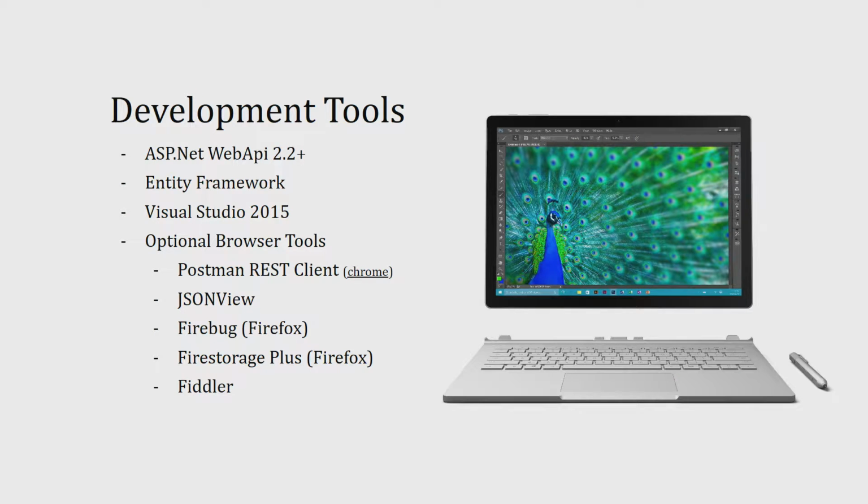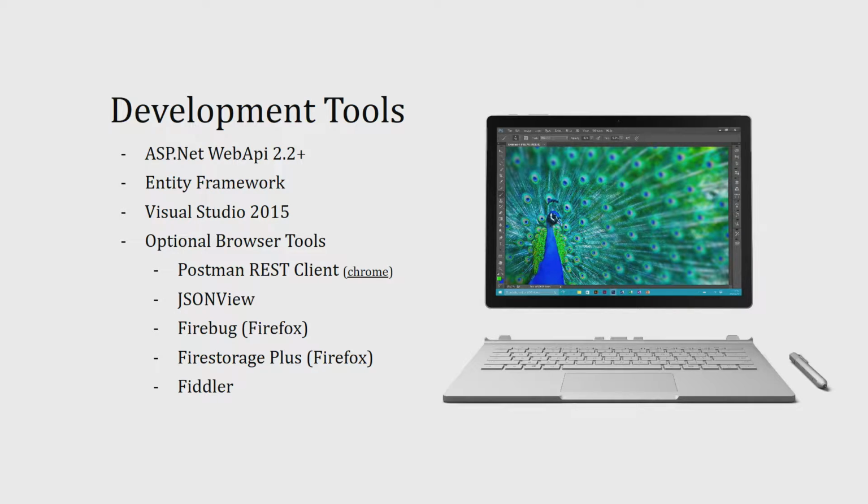Okay, development tools. Visual Studio 2015, Entity Framework, all that kind of stuff. Okay, optional browser tools. These are kind of useful. If you use Chrome, the Postman REST client is really helpful when you're building a web API to be able to invoke against those and test it and see what's going on. JSON view is really nice. It makes the JSON that comes back in your browser pretty. It formats it so that it's not all one line, and you can see the hierarchy and the nesting.